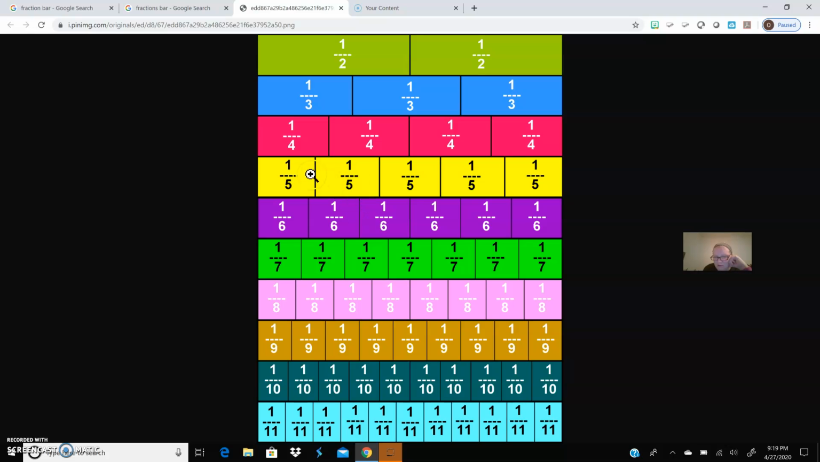Let's try 1/4. 1/4 right here. I'm going to come all the way down. Okay, 1/4, it comes here. They're the same. So it connects with 2/8. They're the same.